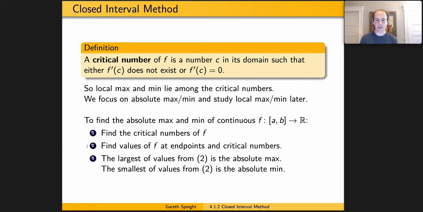So let's try to do this on some examples. We're trying to find the absolute max and absolute min of a function on a closed interval. We start off by finding the critical numbers, which are where the derivative does not exist or where the derivative equals 0. Then we find the value of f at the endpoints and at the critical numbers. Then we choose the largest one and the smallest one. As for why this works, remember we said the absolute max lies among either the endpoints or the local max, so it has to be at one of these numbers. Then we just pick the largest one, and the largest one has to be the absolute max. And same for the other side with the minimum.